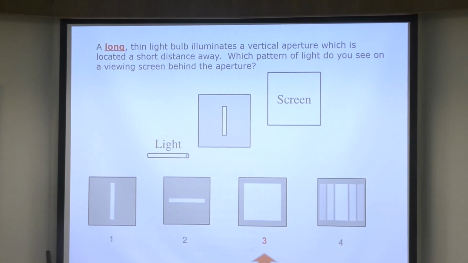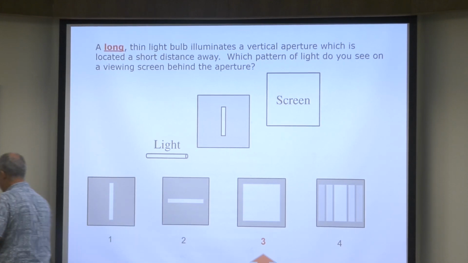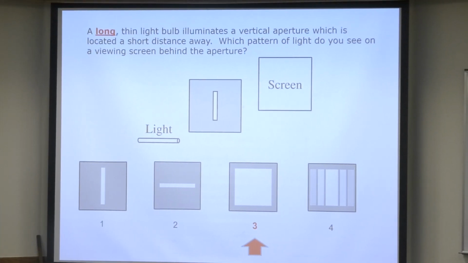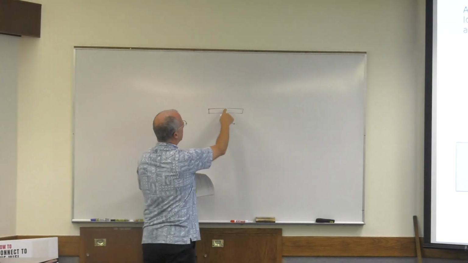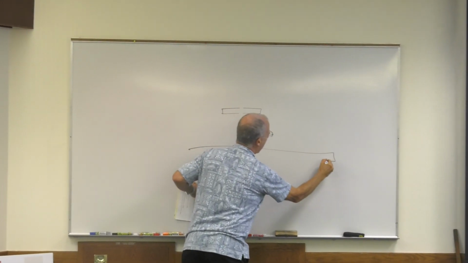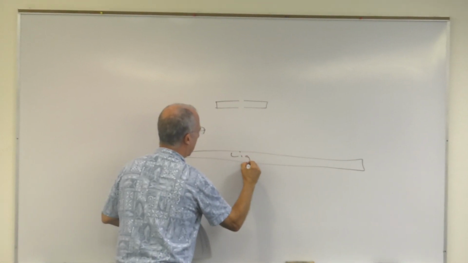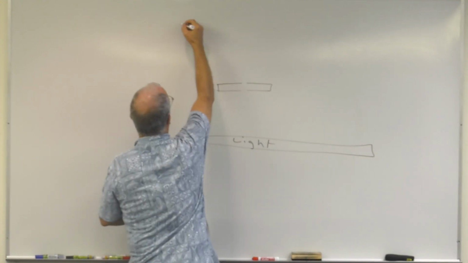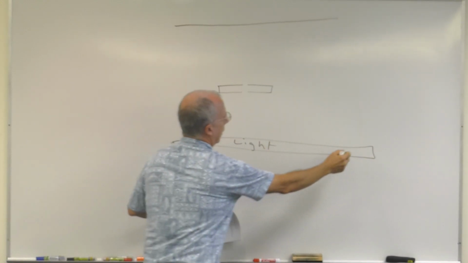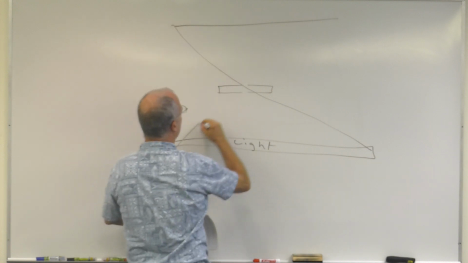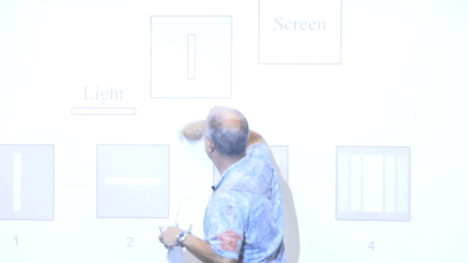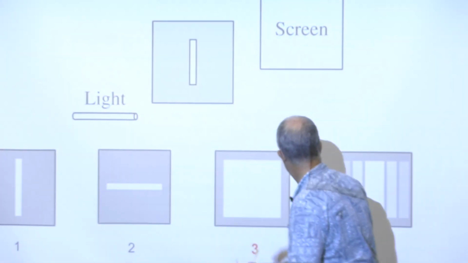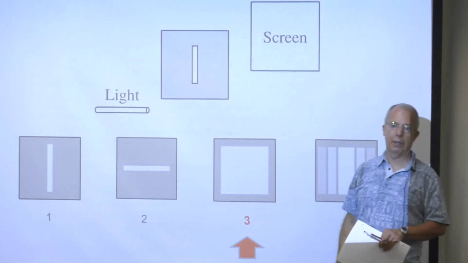So that's the answer. I hope that makes sense. Let me see if I can draw it. Pretend that's a slit. This is the long light bulb, and here's the screen. The light from here is going to go over here. Light from here is going to go over here. Light from here is going to go here. So that explains why it's this way. Then, of course, it's going to go here, here, here. So it's going to cover pretty much the whole screen.